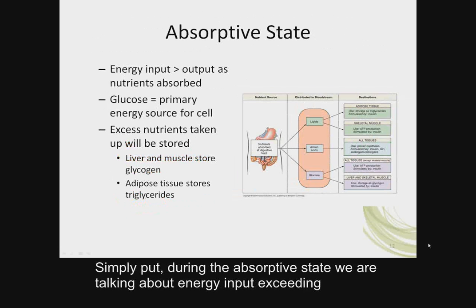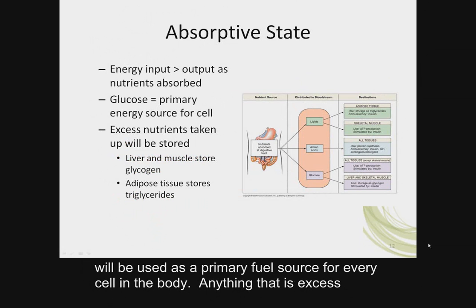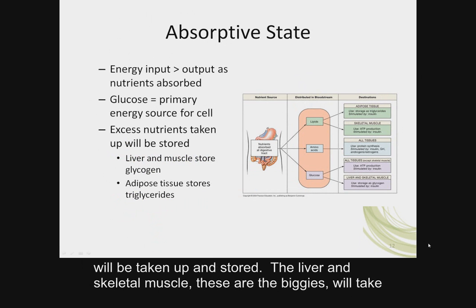Simply put, during the absorptive state, we are talking about energy input exceeding output. That means you have plenty of monomers to go around. First of all, glucose will be used as a primary fuel source for every cell in the body. Anything that is excess will be taken up and stored.